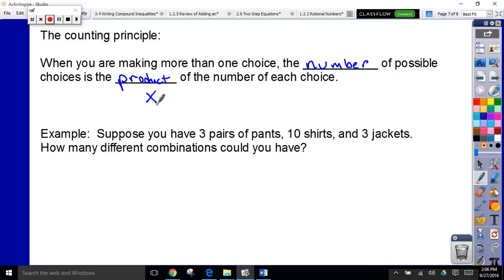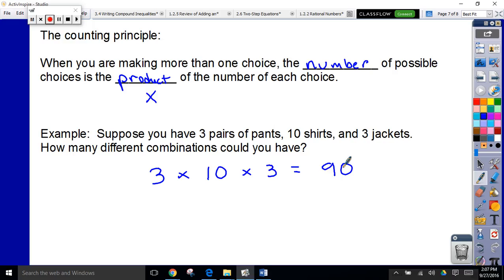Okay? So all we're going to do is take these numbers and multiply them together, and that tells us how many combinations we have. So we have 3 pairs of pants, and each one of those pairs of pants could have 10 different shirts. So if we were drawing the tree diagram, we'd have a lot of choices here. And then times 3 jackets. So we have 3 times 10 is 30, and 30 times 3 is 90. So we have 90 different combinations if we have 3 pairs of pants, 10 shirts, and 3 jackets. So you could go through a whole 4th of the year without wearing the exact same combination with this wardrobe.